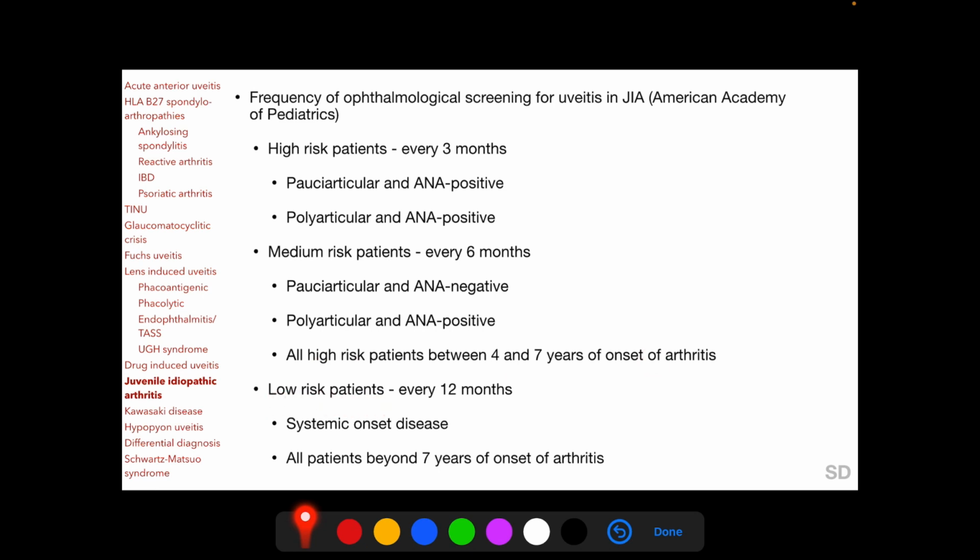Low-risk patients need to be screened every 12 months, and they include patients with systemic onset JIA or Still's disease, and all patients become low-risk patients 7 years after the onset of arthritis. This will be ANA negative.